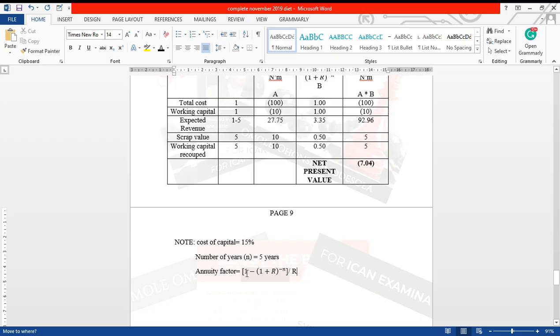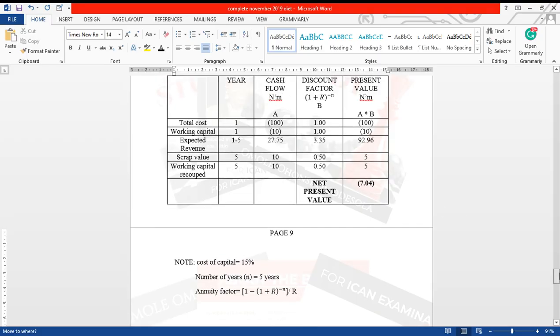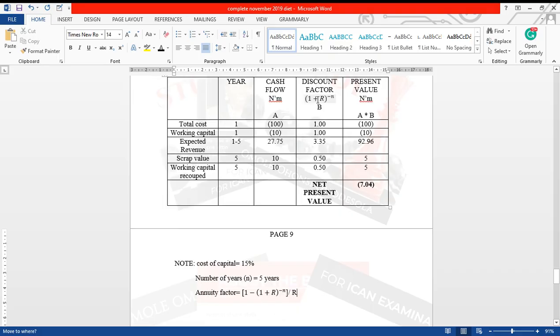So we have 1 minus (1 plus r) raised to power minus n, all over r. That's your annuity factor. That's what I used and I got this figure. And don't forget your discount factor formula, (1 plus r) raised to power minus n, which is also the same thing as 1 all over (1 plus r) raised to power n, right? This annuity factor is for more than 1 year. So I just put it inside and I got 92.96 million.